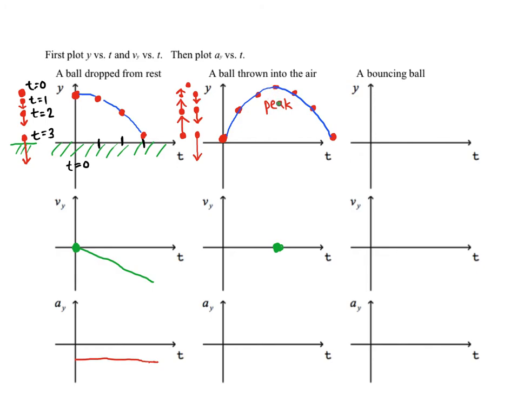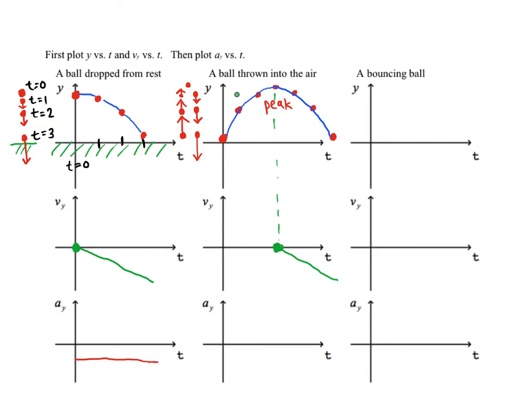And so we actually want to be able to connect them too. Those are important points in the motion of the object. Then we want the velocity to become increasingly negative as time goes on. But what happened before that?